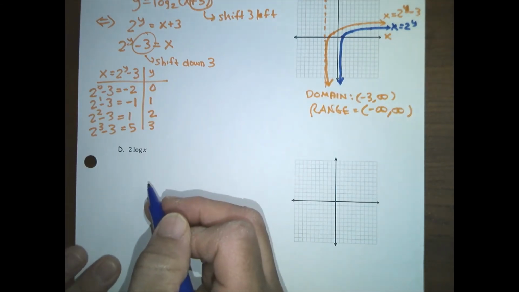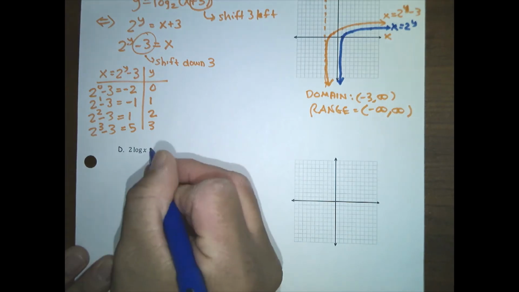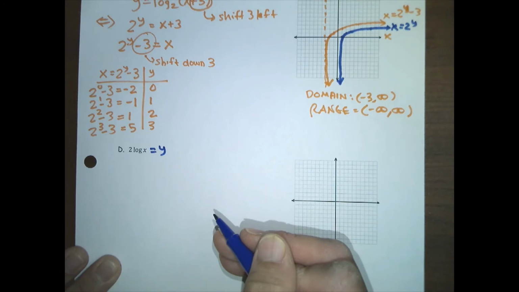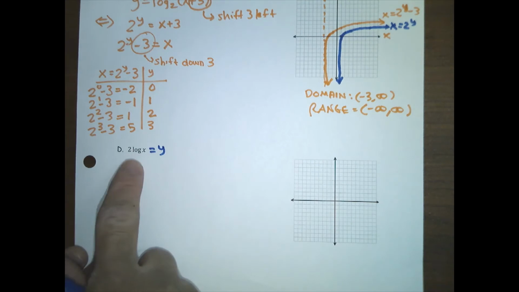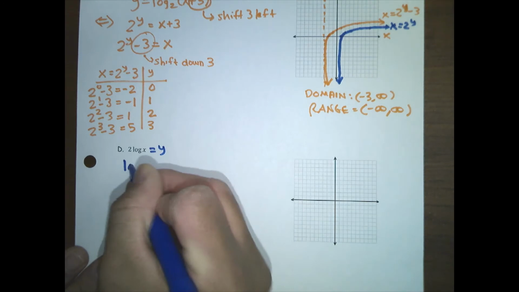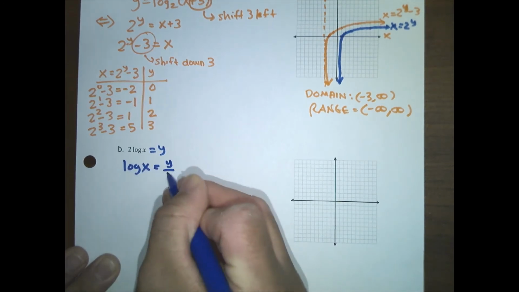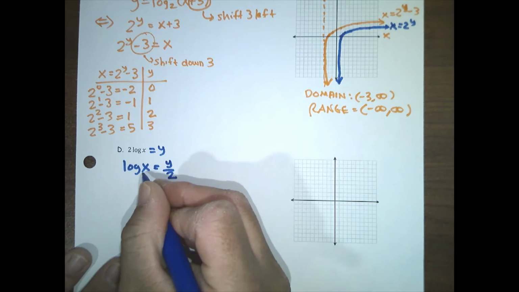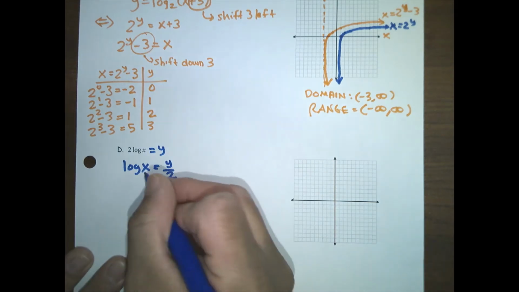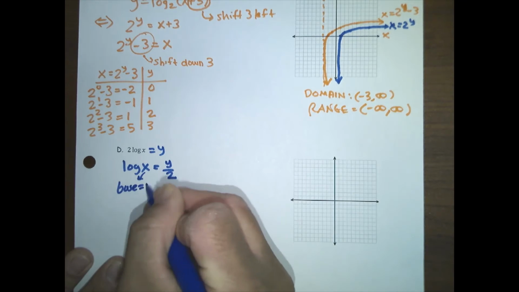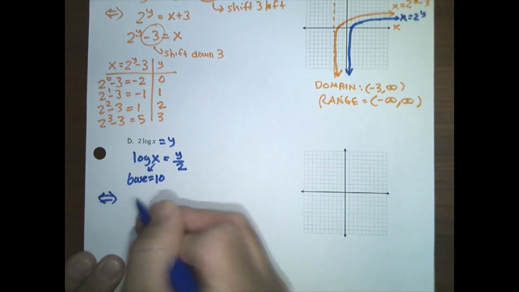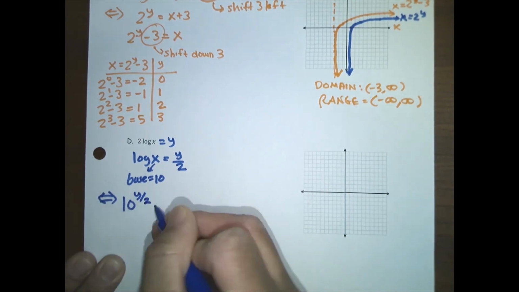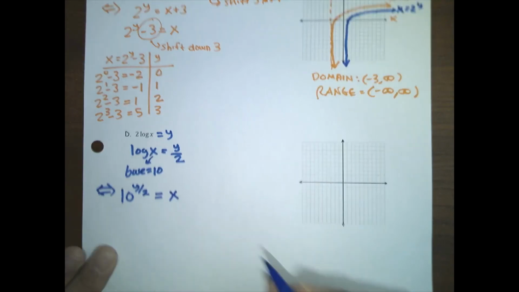So one thing that I can do is just write this as equal to y. All right. So then I'll isolate the log to get log of x is y over 2, and then the base is actually 10. So in other words, in exponential form, this is 10 to the y over 2 power is equal to x.